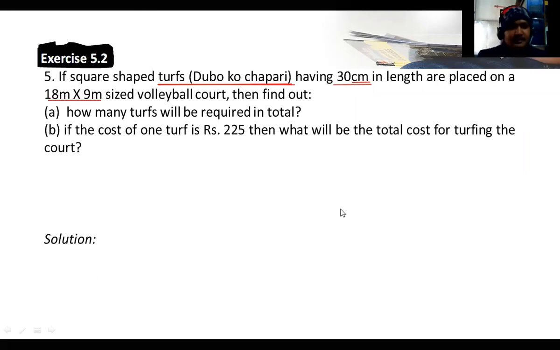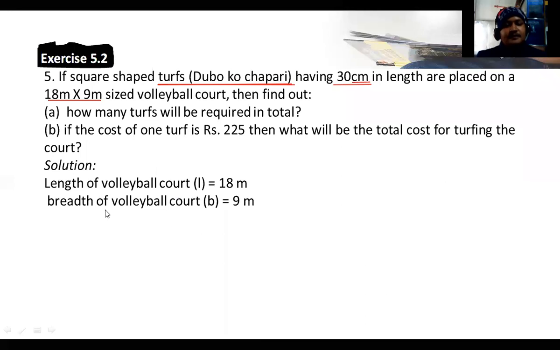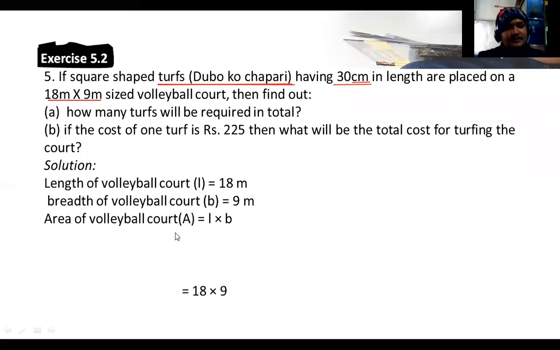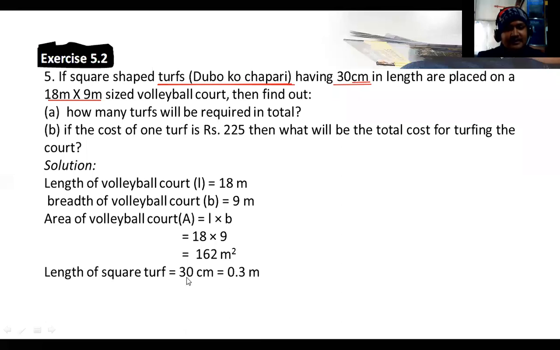At first, in the solution, write the length and breadth of the volleyball court. Those are 18 meter into 9 meter, and multiply these to get the area. 18 into 9, what will be its value? You know the table? 162 meter square. Now the length of the square top is 30 centimeter. If this is divided by 100, we will get 0.3 meter. Now both units are the same.